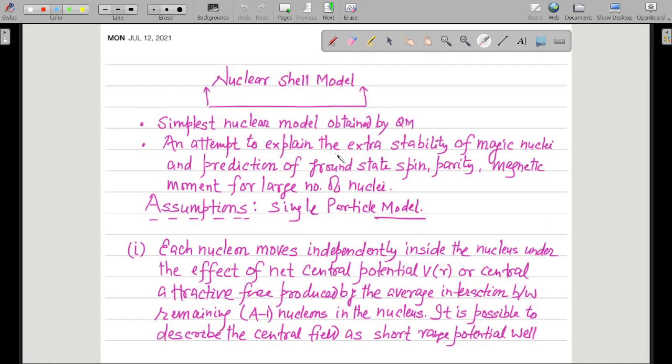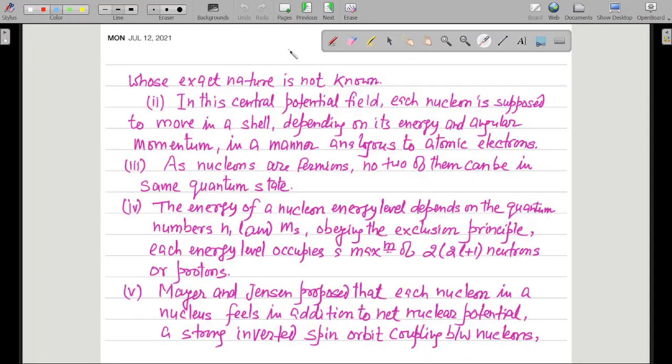And what type of central force? The central force is because of the nuclear force. The central force acting on the nucleons is because of the nuclear force between the other A minus 1 nucleons and this particular nucleon. As it is on account of the nuclear force, it is a short range potential well, because nuclear force is a short range force, not a long range force. I had already discussed these things, I am just revising the concepts once again.